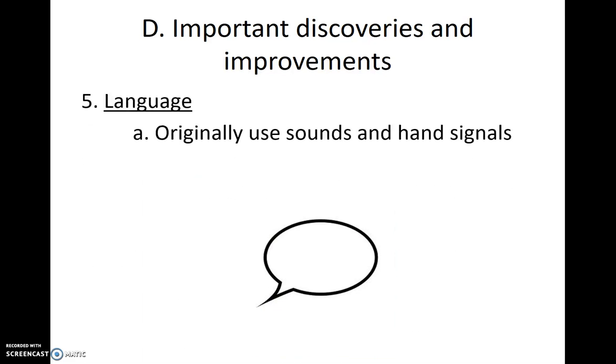The last one is language. And initially, just sounds and hand signals are used. Think of the traditional caveman stereotype of grunting and pointing at things, and you're actually not that far off. There are different things that we think have evolved even today. When you look at primates showing teeth, could be any number of things, including showing weakness, showing that you're subservient to somebody else, or showing that you are about to attack in some way.